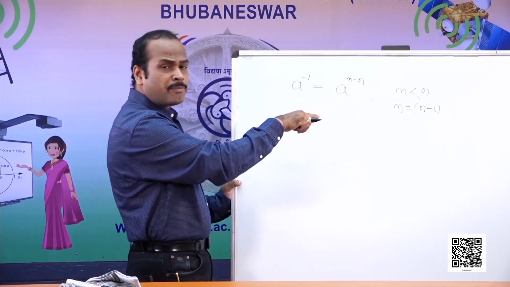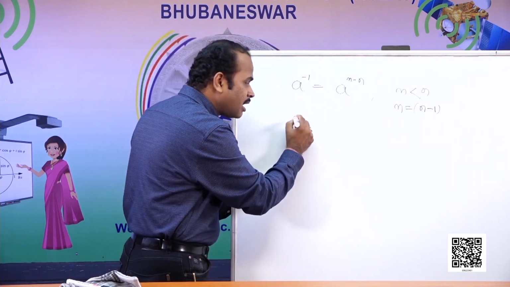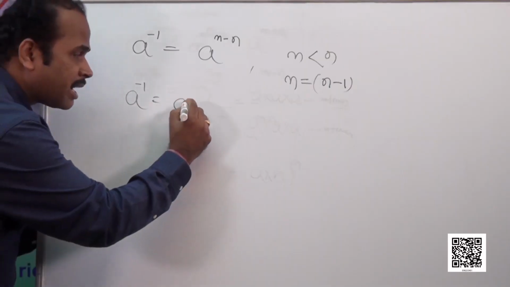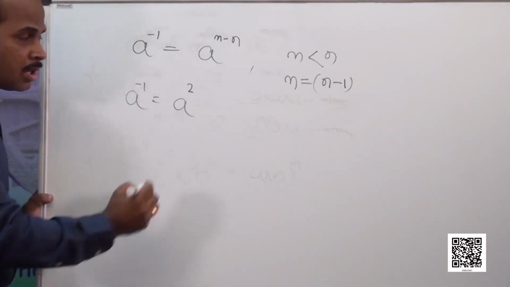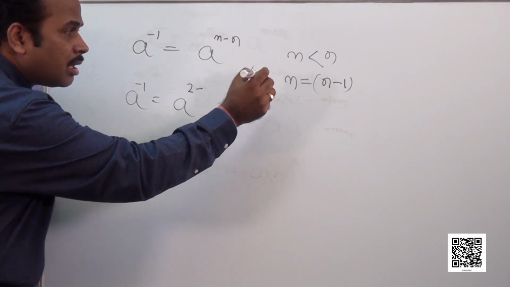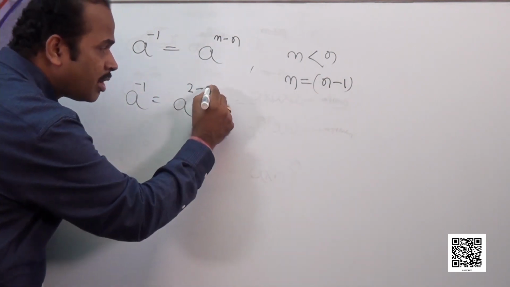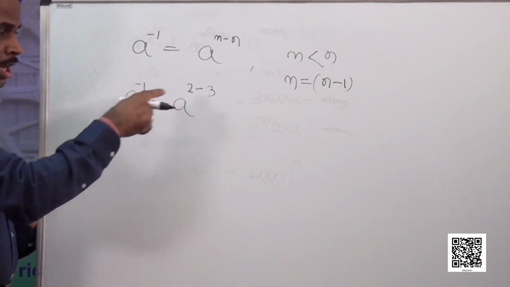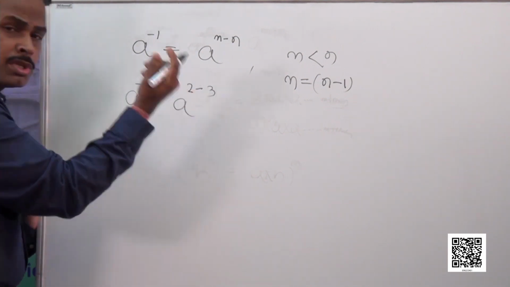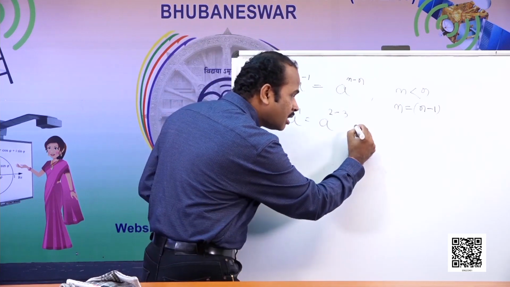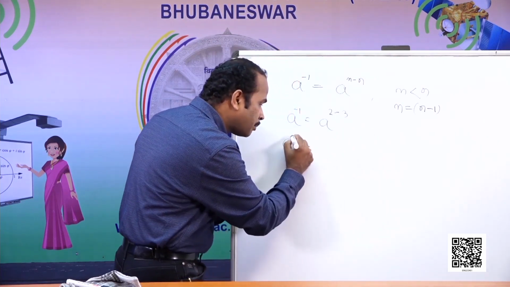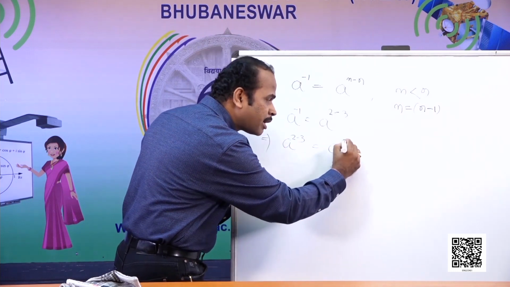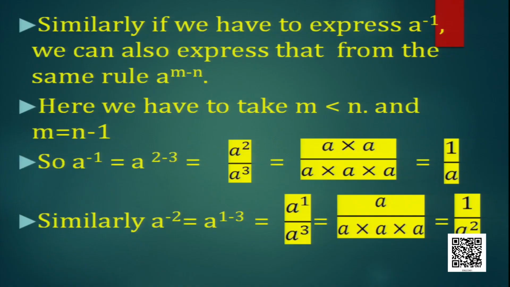So choosing such type of m, let me take it here: a to the power minus 1 is equal to, I will take a equal to 2 minus, here n I will choose as 3. So a to the power 2 minus 3, that means a to the power minus 1. Now what do you mean by a to the power 2 minus 3? Using the laws of exponents we will find out here. This will be a to the power 2 minus 3, which can be written as a to the power 2 divided by a to the power 3.